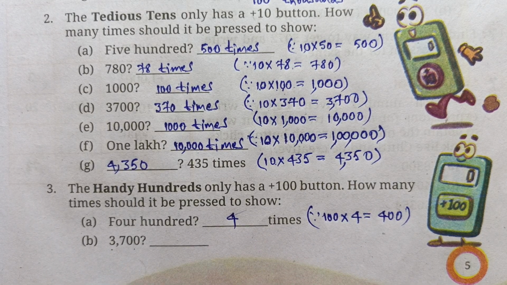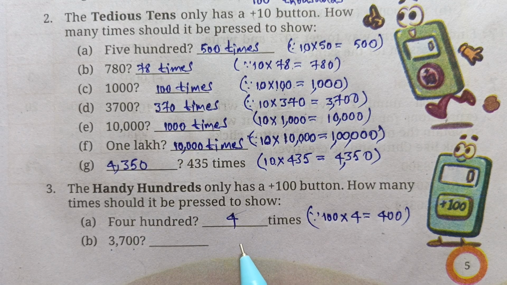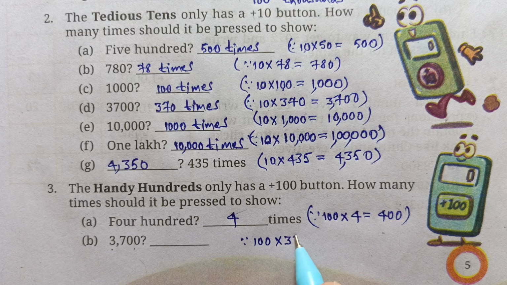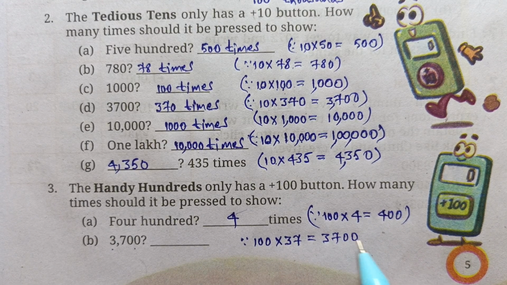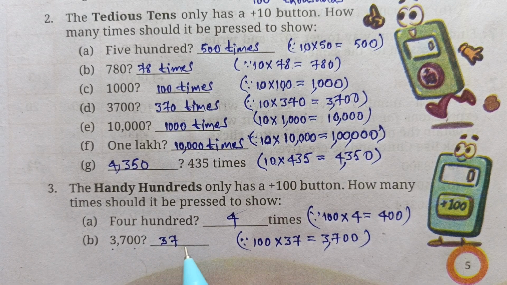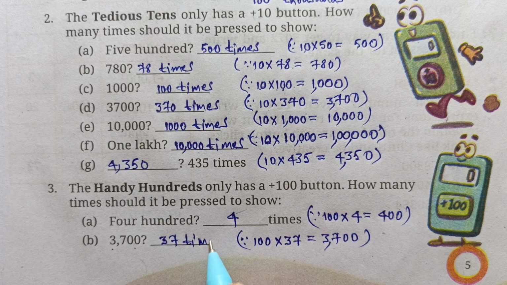Next, the second one is 3700. So if you multiply 100 with 37, the answer is 3700. So here we have to press this button 37 times.